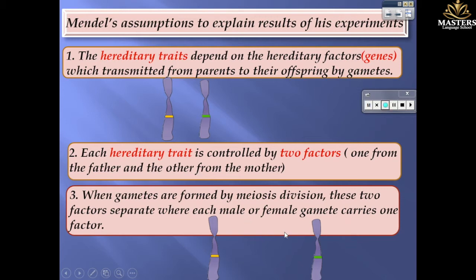Again, what are Mendel's assumptions to explain the results of his experiments? He said that the hereditary traits depend on two factors or two genes to transmit from parent to offspring. Each hereditary trait is controlled by two factors, one from the father and the other one from the mother.